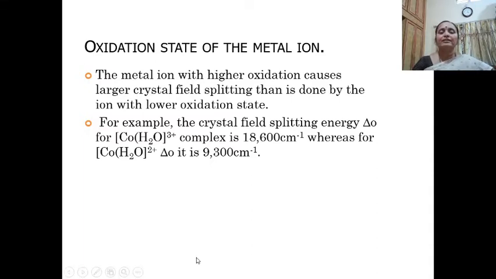For example, cobalt in the +3 state is going to have a greater crystal field splitting. That is, it is going to be 18,600 cm⁻¹, whereas the crystal field splitting in the +2 oxidation state is going to be only 9,300 cm⁻¹. So with a higher oxidation state, there is going to be a greater crystal field splitting. So oxidation state is one of the factors which affects the magnitude of splitting.